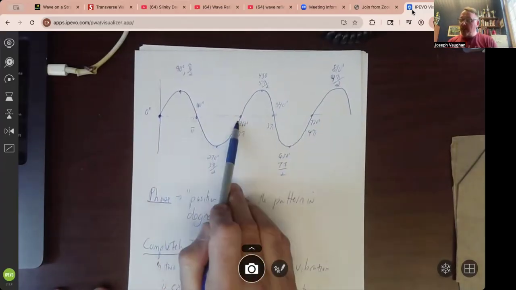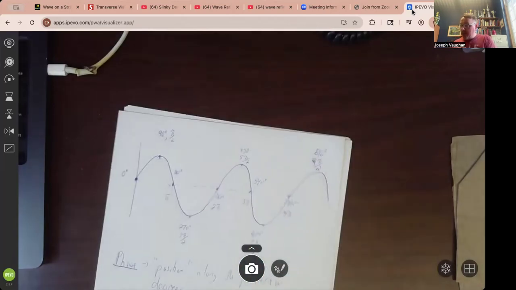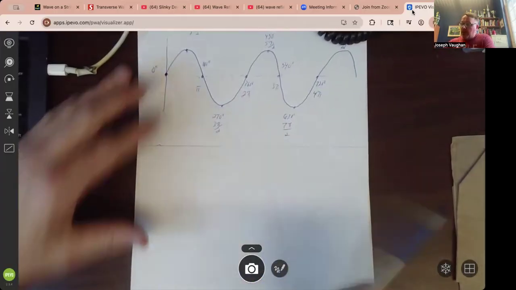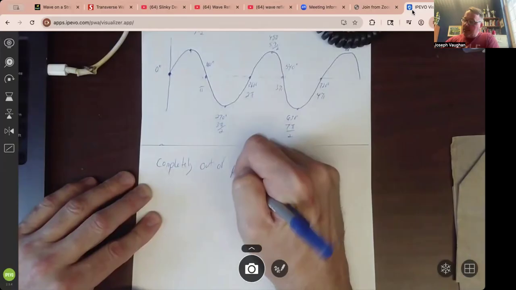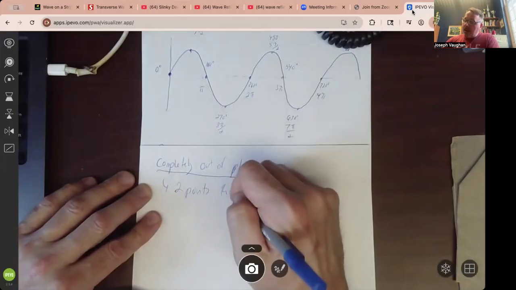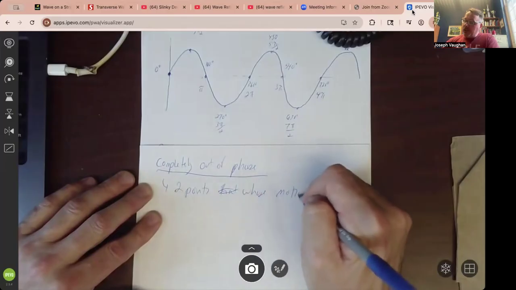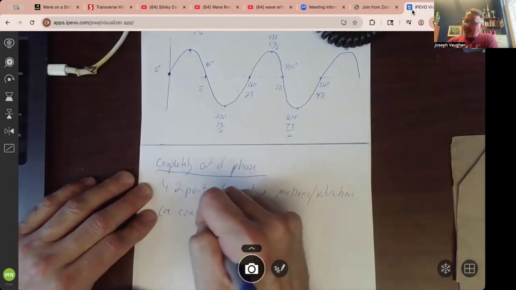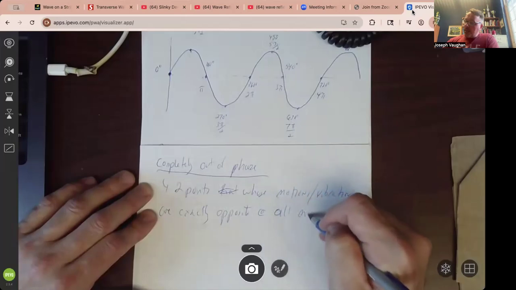Also, these 2 points, right? This is moving up to become the crest. That's moving up to become the trough. So if we're talking about things that are completely out of phase, these are 2 points whose motions or vibrations are exactly opposite at all moments in time.